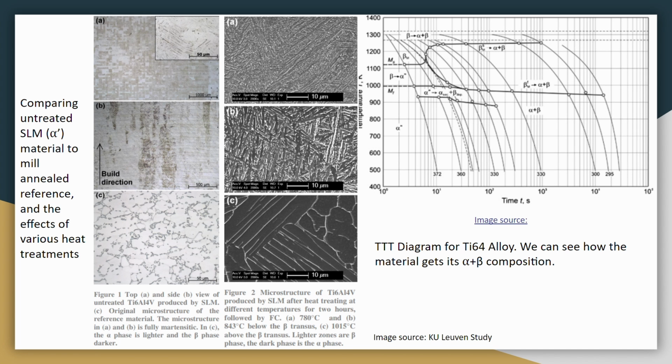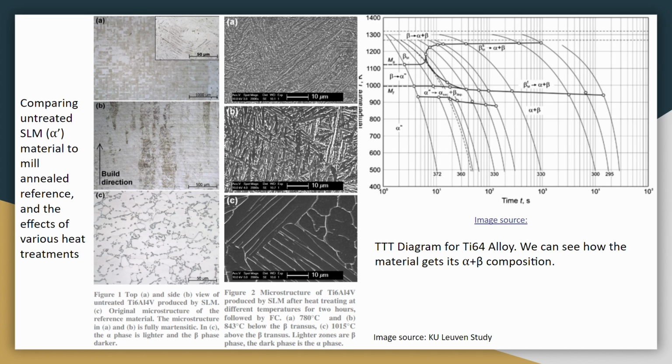So the study went on to establish methods of increasing the material's toughness via heat treatment according to the material's TTT diagram shown on the top right of the screen here. The typically mill annealed Ti-64 has alpha plates, which are recrystallized through a deformation process, which turns them into alpha grains, while the SLM process produced a completely martensitic structure known as alpha prime.